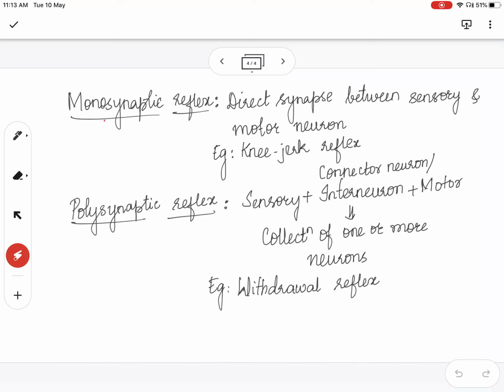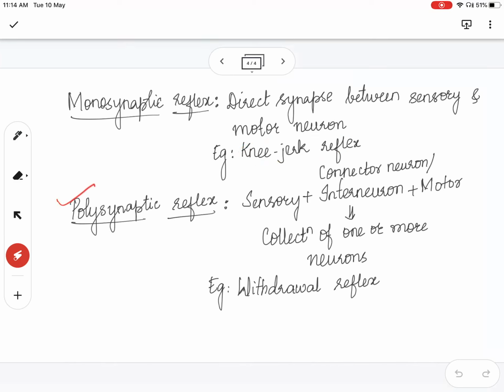Okay? Monosynaptic is nothing but what? Direct synapse between the sensory and the motor neuron. There is a direct connection between these two. That means between the dorsal and the ventral root, there is no link in between. They are directly connected. So hence it is mono. That means no such extra work is done. So hence it is called as what? Monosynaptic reflex. Example for that, knee jerk reflex.